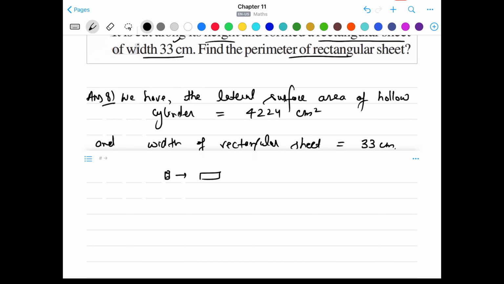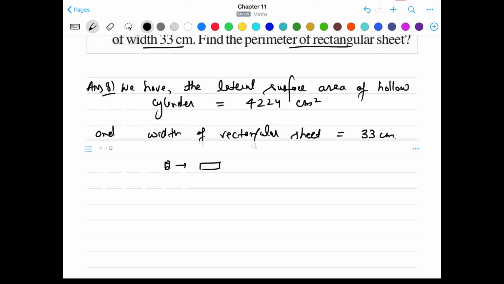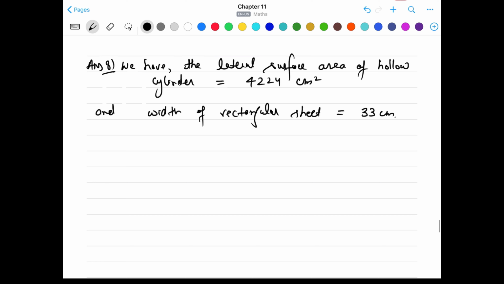Okay, so what we have to do is the lateral surface of this cylinder is cut down and changed to a rectangular shape, whose width is given. We need to first find its length, then by using that length we can find its perimeter.